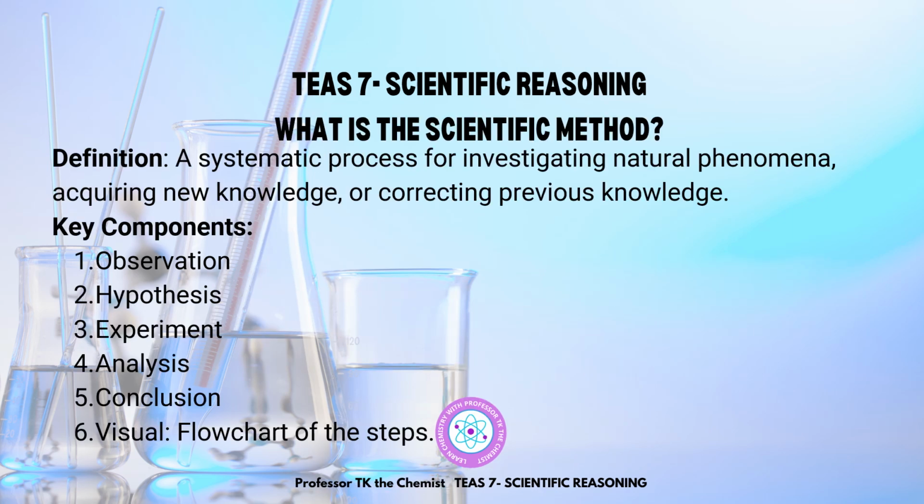So, what is the scientific method? The scientific method is a systematic process for investigating natural phenomena, acquiring new knowledge, or correlating previous knowledge. Some of your key components include observation, hypothesis, experiment, analysis, conclusions, and a visual flowchart of the steps.